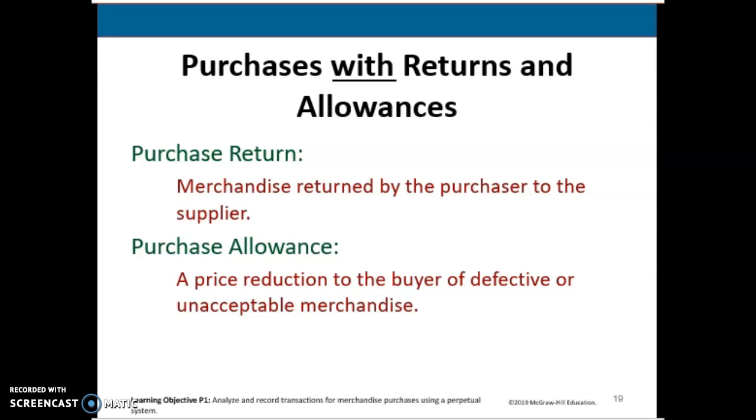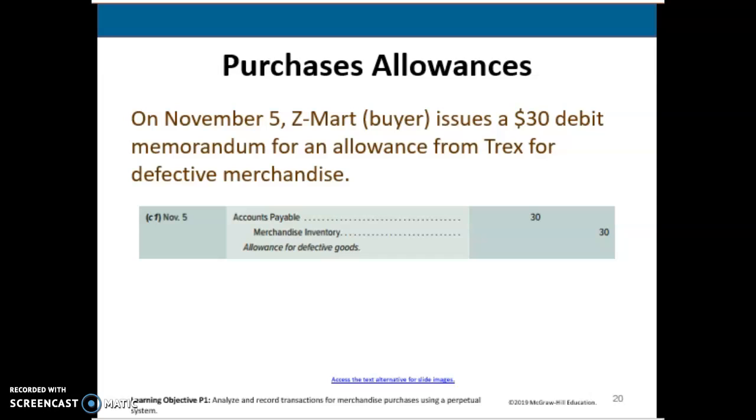So instead of returning it, we're going to keep it and we're going to reduce that cost using what's called a purchase allowance. It still reduces the cost of our inventory, and we have to report it as such. So we got a purchase allowance. This one says Z-Mart issues a $30 debit memorandum for an allowance from Trex for defective merchandise. So we bought merchandise from Trex. It was defective. We called them and they said, okay, we'll give you a $30 allowance.